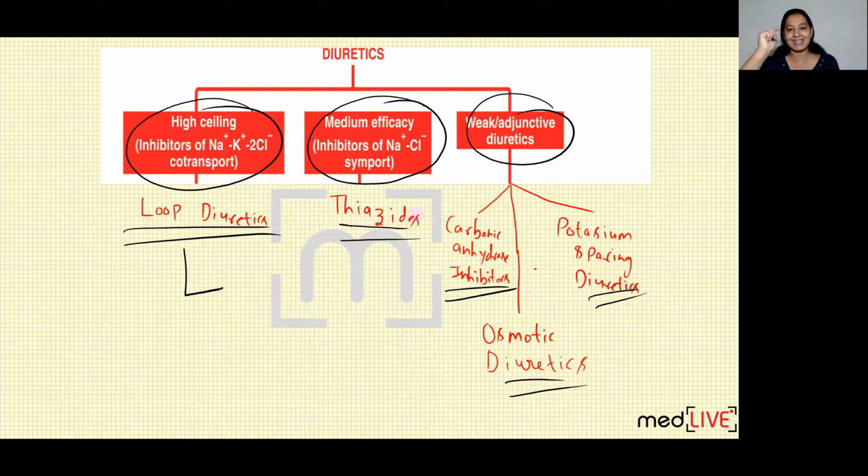Loop diuretics, that is high ceiling. Thiazide, I will assign the letter T because it starts with T. Thiazides, that is medium efficacy. Carbonic anhydrase inhibitor, C. Osmotic diuretics, O. And potassium sparing, P. The initial letter of each class I have taken. Now I will give you the mnemonic.